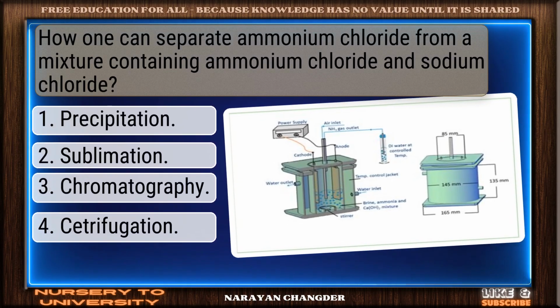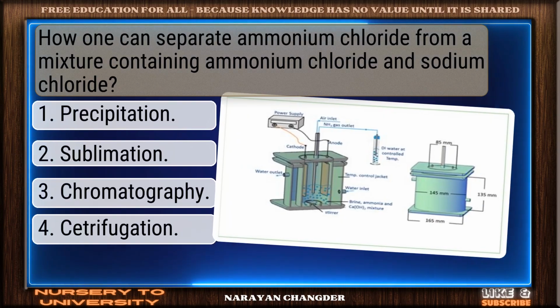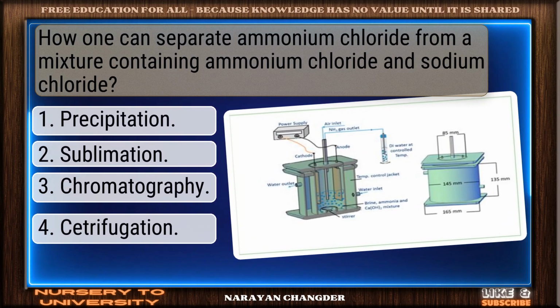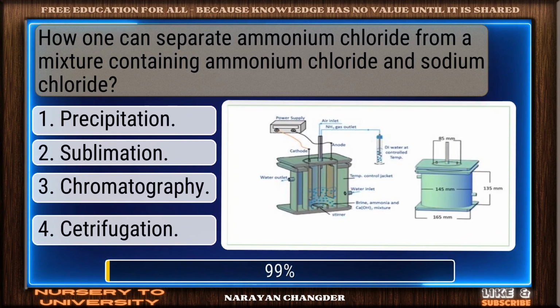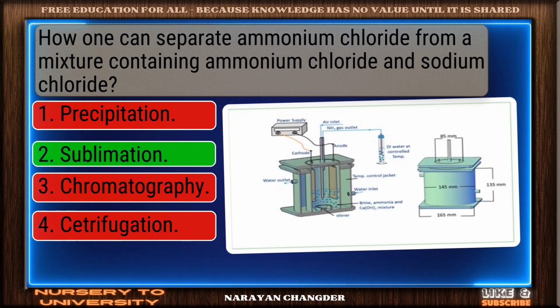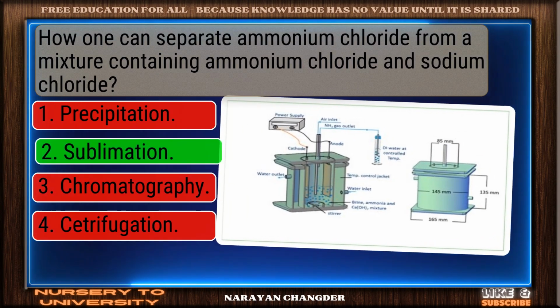Question number 36. How one can separate ammonium chloride from a mixture containing ammonium chloride and sodium chloride? Right again. Sublimation is a valid answer.